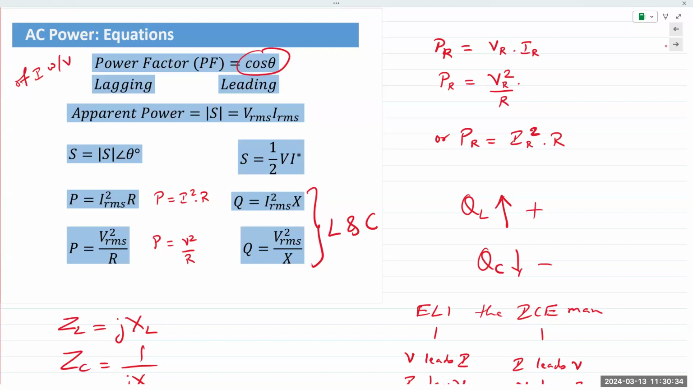So current can have any phase. As we will see in the next example, the current actually has a phase. It depends on the circuit, on how it's constructed, and on how the components are connected together.